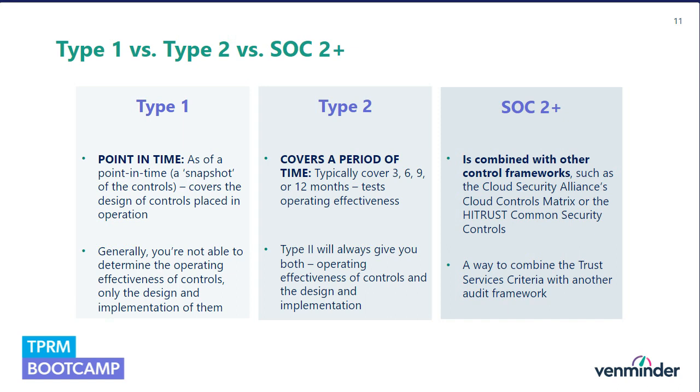Another option you might see with the SOC 2 is it being combined with other control frameworks, such as the Cloud Security Alliance's Cloud Controls Matrix or HITRUST. These are called SOC 2 pluses. They've been around for a while, but are now becoming more and more common. A SOC 2 plus has come up with large-scale vendors that cross industries. And so they're really taking advantage of the fact that you can combine the trust service criteria with another audit framework, creating a more valuable and robust report, and gaining audit efficiencies by testing like-mapped controls all in one setting.